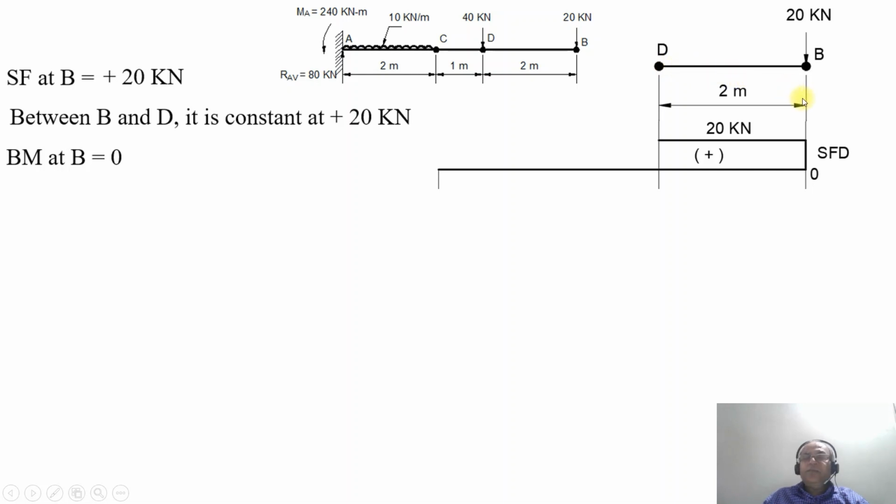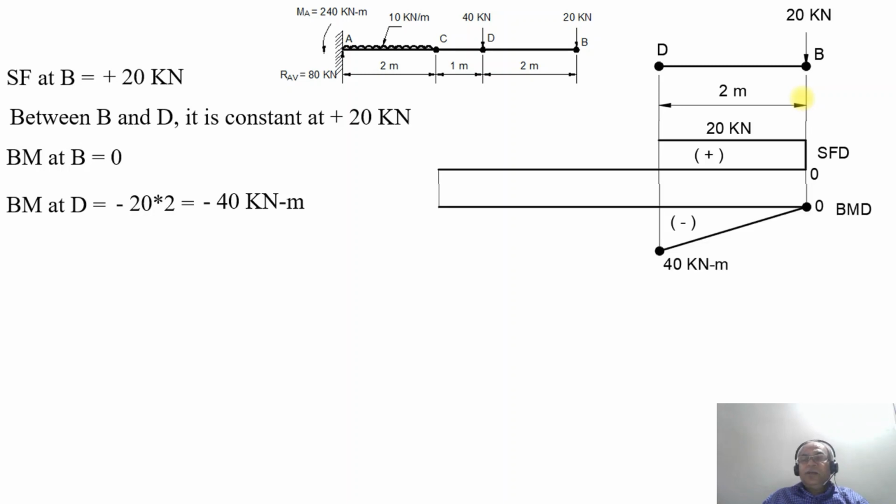So it is going to be hogging. According to the sign convention, it will be negative. So minus 20 into 2, which will be equal to minus 40 kilonewton meter. So when you are plotting this, the bending moment at the point B will be equal to 0, and the bending moment at the point D will be equal to minus 40 kilonewton meter.